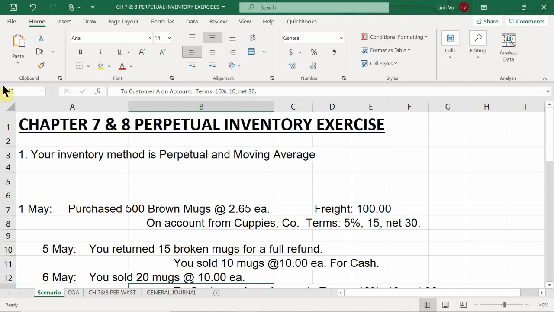We have on May 1st, we purchased 500 brown mugs at $2.65 each, with the freight costing $100 on an account from Cuppies Co. with terms of 5%, 15 net 30.